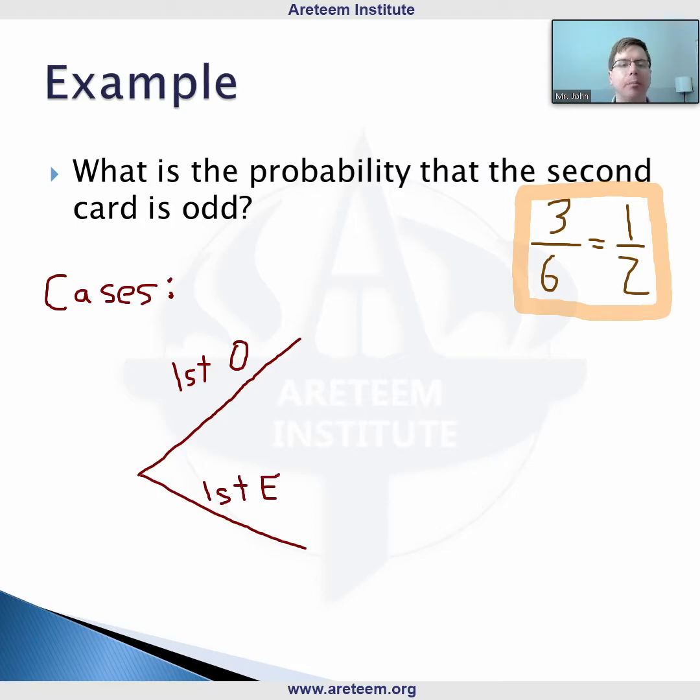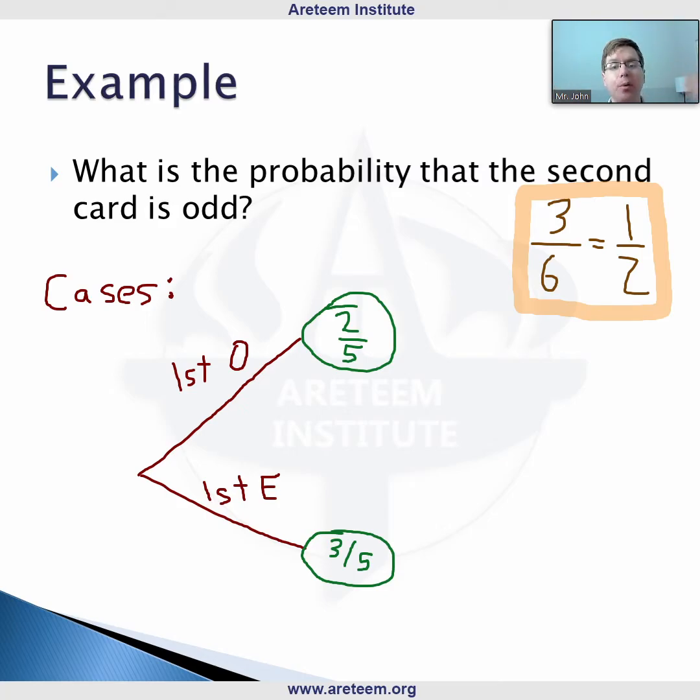And so then, based on those 2 cases, we can work out the probability of the second card being odd. If the first card is odd, what chance is there that the second card is also odd? Well, this is the one we already started doing. There are 2 odd cards left out of the 5 cards left. If the first is even, we still have 5 cards left, except now all 3 of the odd cards are left, and so we have a 3/5 chance in this case.